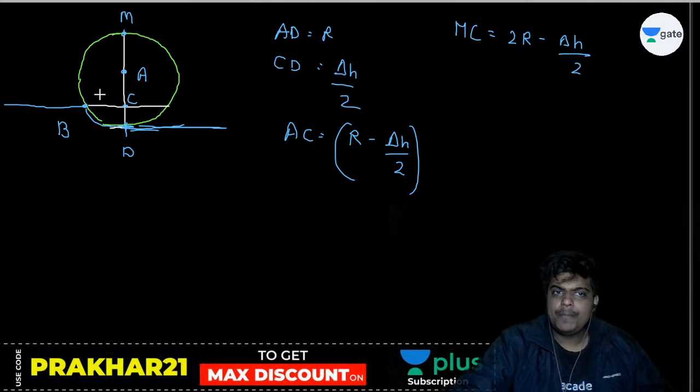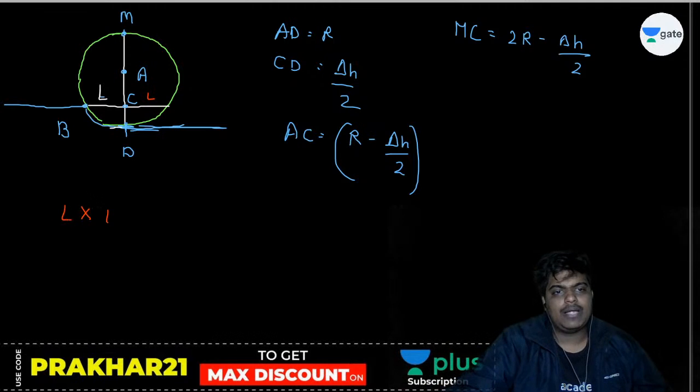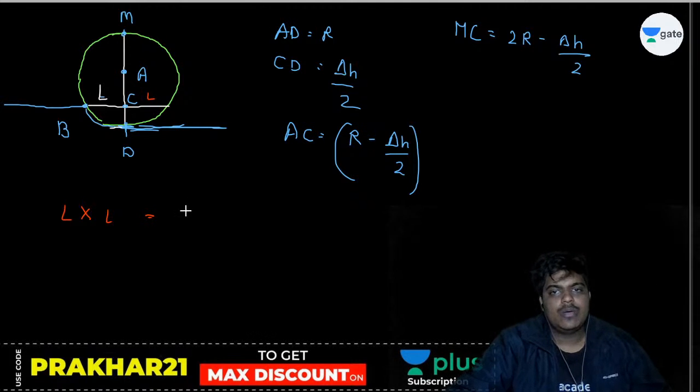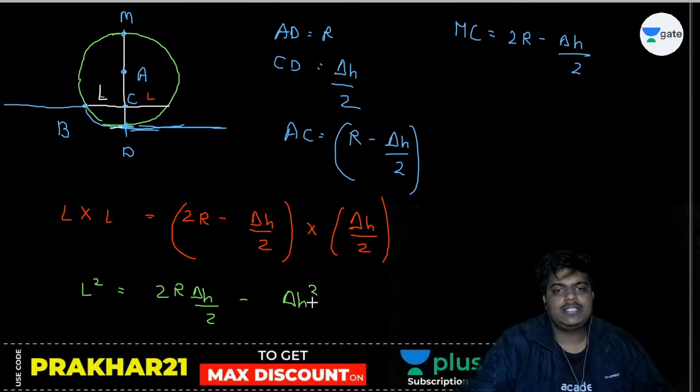ठीक है. BC is your contact length. BC we need to find out. Let us say this is contact length L and the other part is also L. So there is a property that whenever two chords intersect, the multiplication of their divided parts is equal. That is L into L is equal to MC into CD. What is MC? 2R minus del H by 2. CD is del H by 2. Can you say this thing? L square is equal to 2R del H by 2 minus del H square by 4.